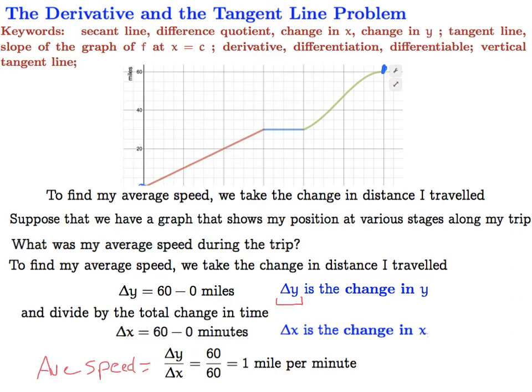Now an important thing to notice here is that all I've really done is I've taken my starting point here, and I've taken my ending point over here, and I've calculated the slope of the line between them. Really what we're doing here is we're just trying to figure out the slope between 2 points.